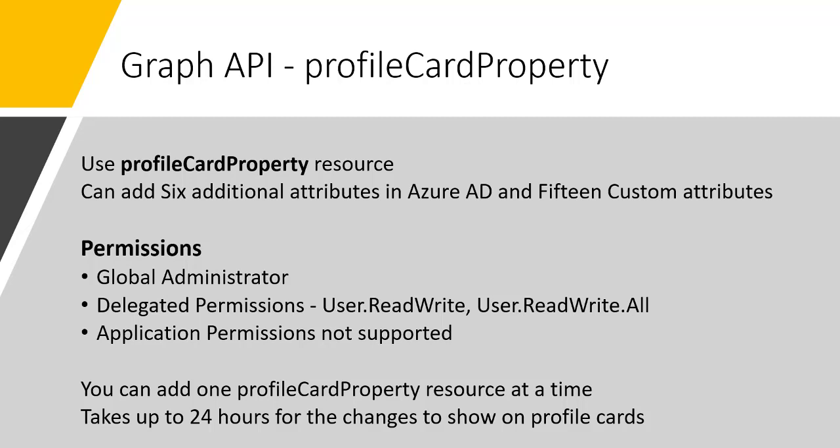To use the profile card property resource, you need to be a global administrator, and we are going to use delegated permissions user.readwrite and user.readwrite.all. Currently, application permissions are not supported, and the main thing is you have to add one profile card property resource at a time. It takes up to 24 hours for the changes to reflect in the profile card. If you want to add additional attributes, you need to wait till the previous profile card property gets reflected in the profile card.